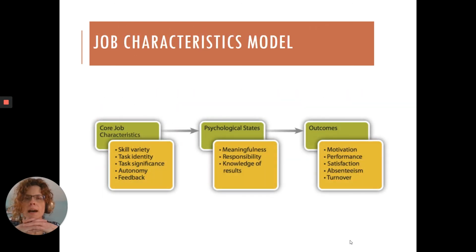Now, the job characteristics model. This is my favorite motivational theory. Of all the theories that help us to understand why people do what they do in organizations, this is my favorite. And here's why. This model, better than any other model I know, shows us what has to happen if we're going to give people a good job.